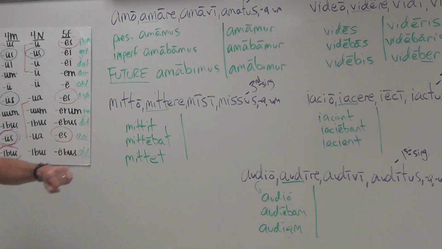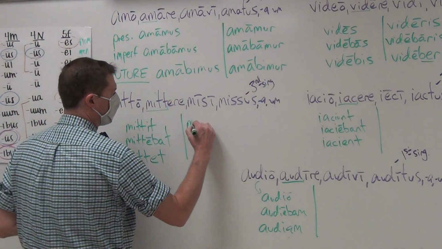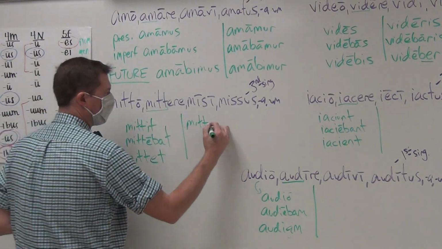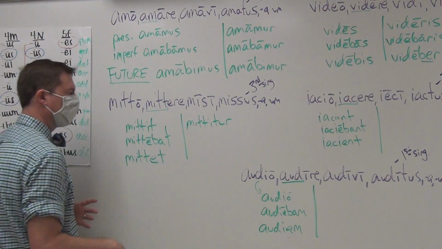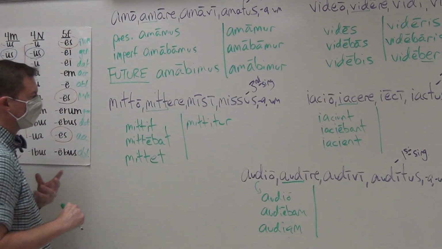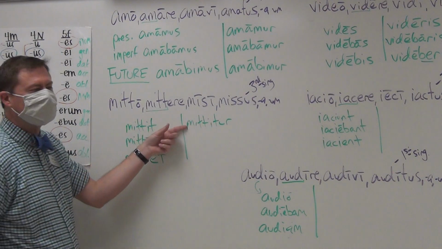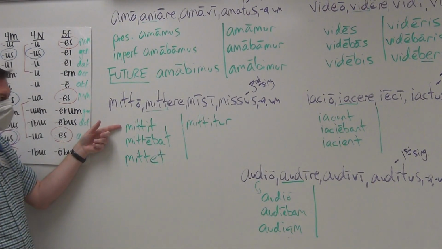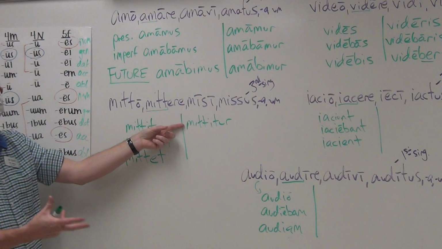Over here, mittō, mittere, we do the exact same thing. Same stem, M-I-T-T, same vowel I, and then tur. That's the only difference. He sends, he is sent. This would be the person, this would be the letter. The person sends, the letter is sent.